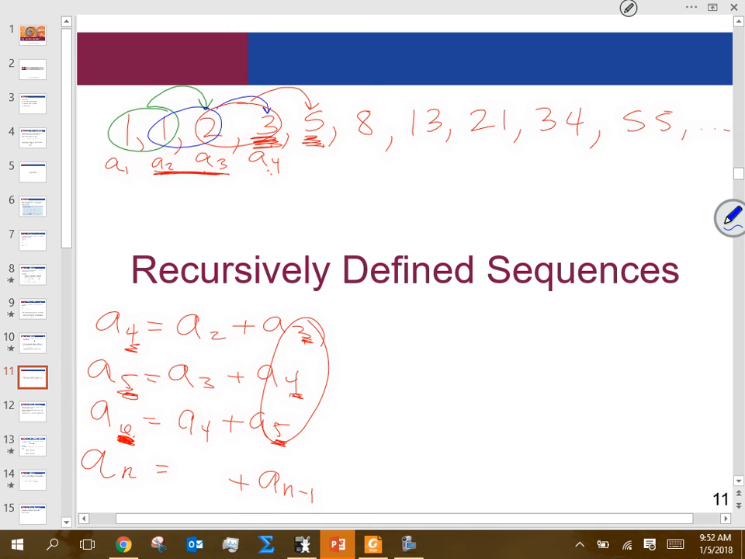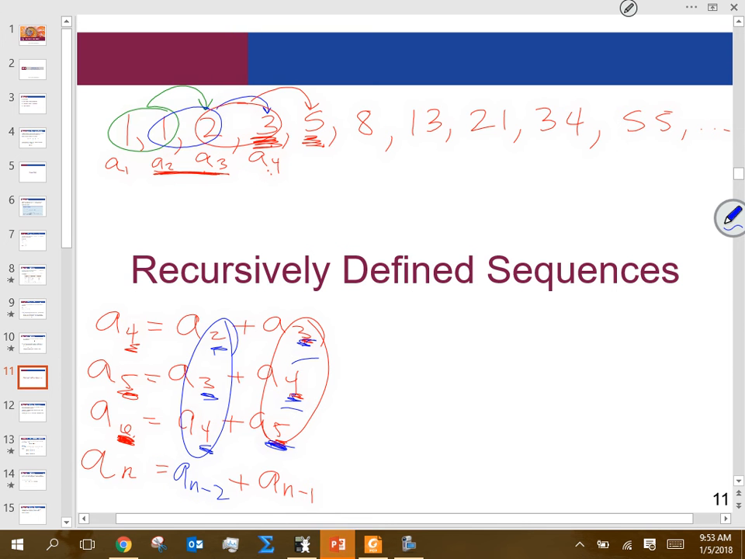Now, how does that number relate to that one? And how does that one relate to that one? And how does that one relate to that one? These numbers are all what compared to those numbers? Yeah, they're one less, right? So they're one less than what we've got here. So it would be A sub n minus 1, right? Well, what's A sub n minus 1 minus 1? A sub n minus 2. Okay? So that's the Fibonacci sequence. That's the rule for the Fibonacci sequence.